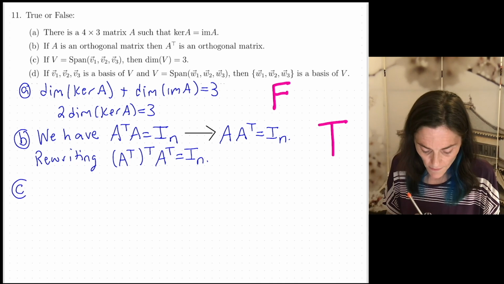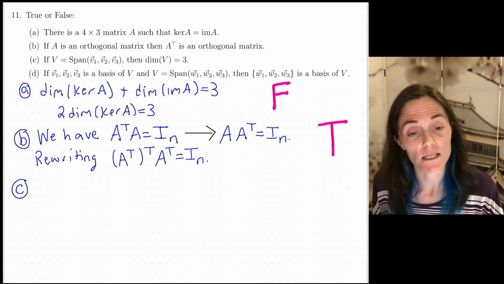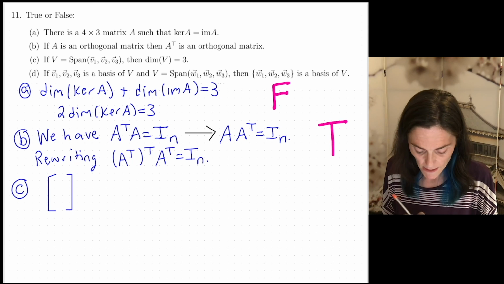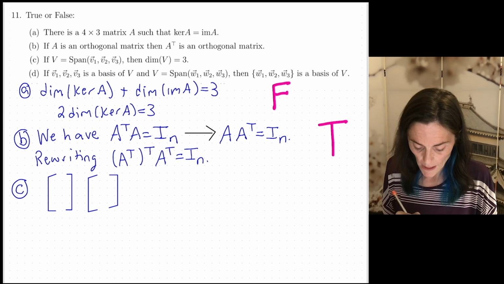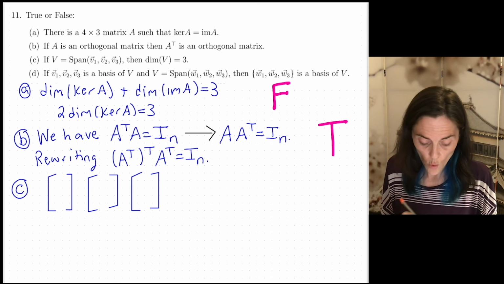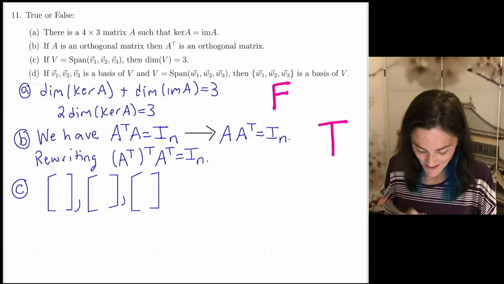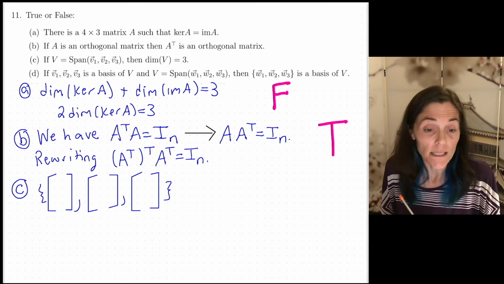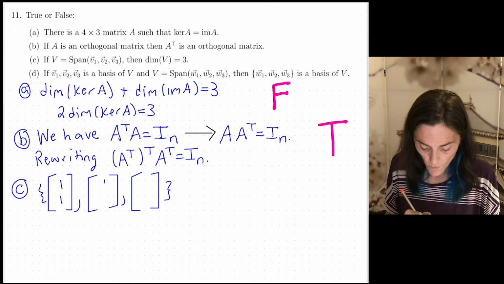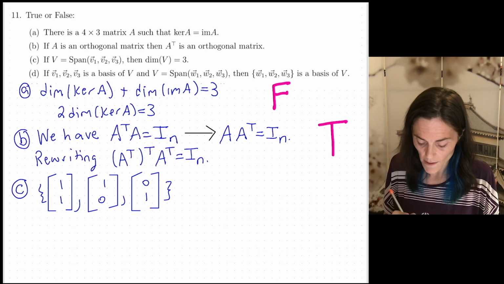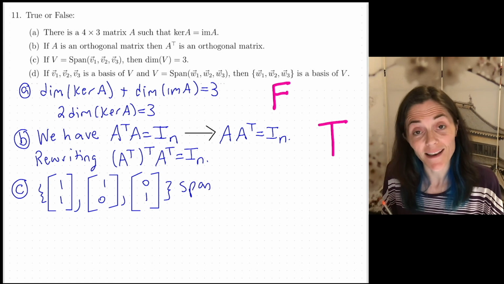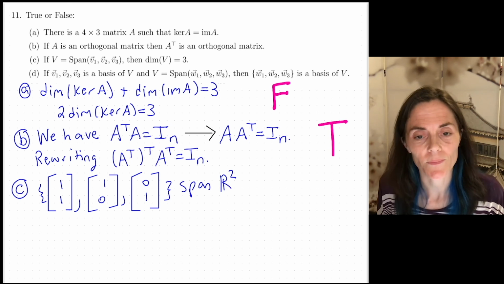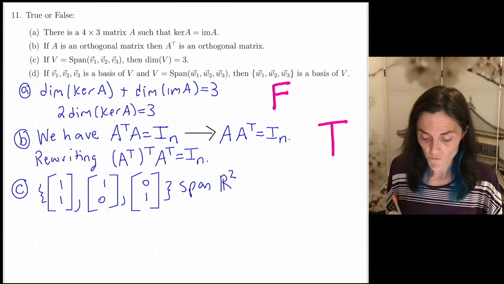Now letter C. If V is the span of V1, V2, V3, then the dimension of V is 3. I will just say no, this is false. And I can give an example. For instance, if you take (1, 1), (1, 0), (0, 1), these are 3 vectors, and they span R2. But the dimension of R2 is not 3, so this is false.